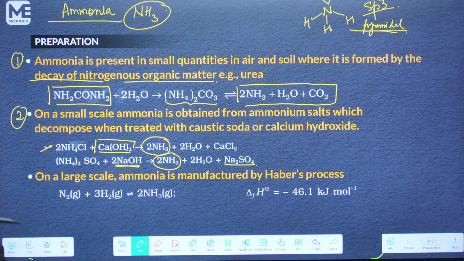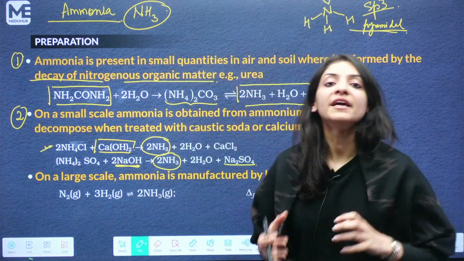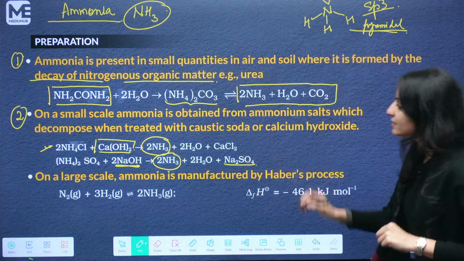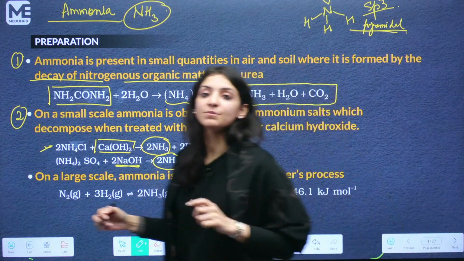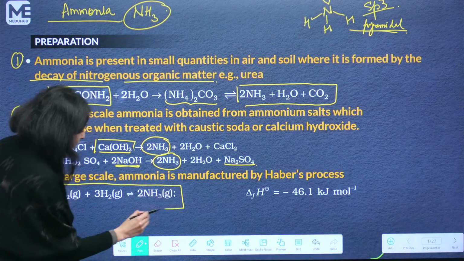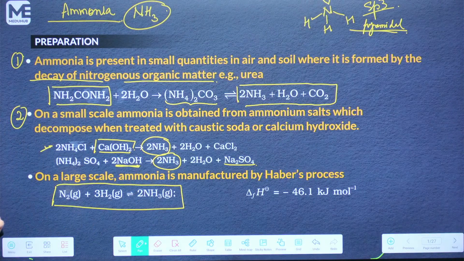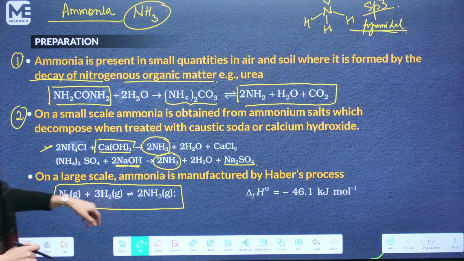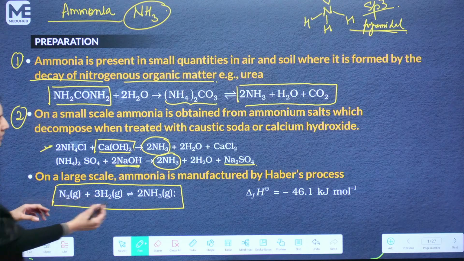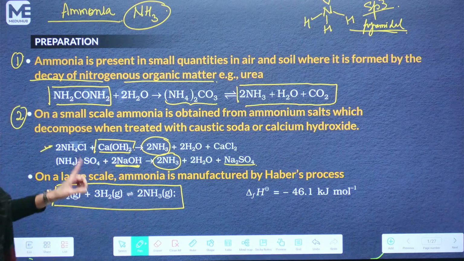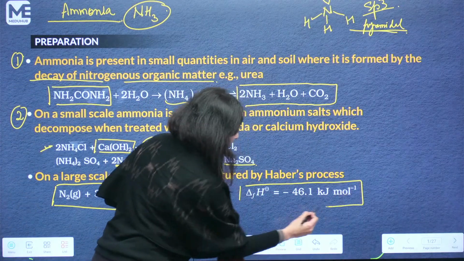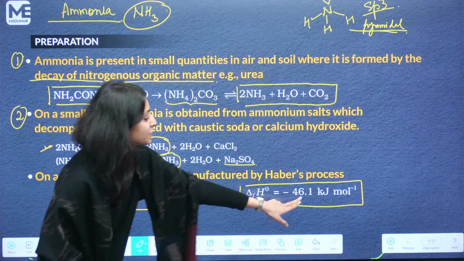Now the third process, which is very important, is for the industrial manufacture of ammonia, and that is called the Haber-Bosch process. So look at this reaction here, and then I'll explain how this process really works. So the reaction for the preparation of ammonia on a commercial scale is directly mixing nitrogen and hydrogen in the ratio 1:3, 1 mole of nitrogen with 3 moles of hydrogen, giving us 2 moles of ammonia. Alright, this is a reversible reaction and it is exothermic. So delta H formation is minus 46.1.